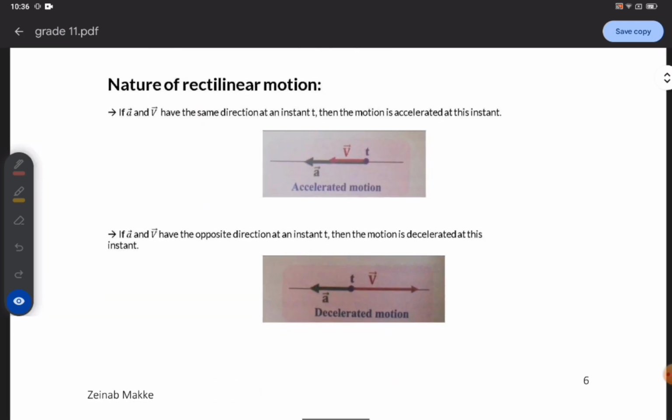Nature of rectilinear motion. If A and V have the same direction at an instant t, A vector and V vector, then the motion is accelerated at this instant, like this. A vector and V vector have the same direction, so the motion is accelerated. If A and V have opposite directions, like this, then in this case the motion is decelerated.